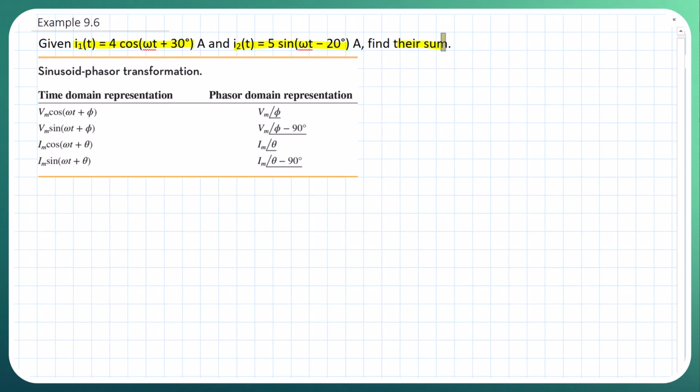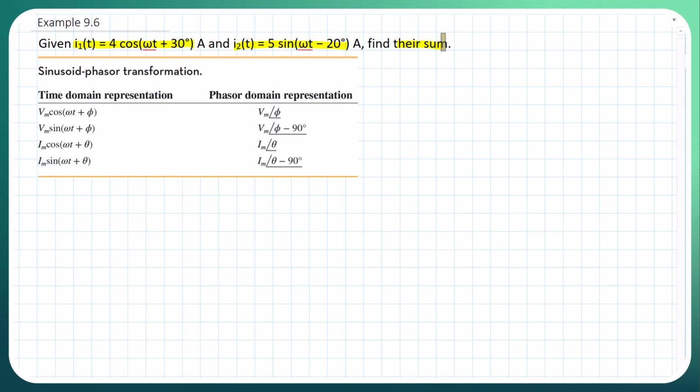Now, traditionally, if this was a purely math course, we can add the sums, the 4 cosine omega t and the 5 sine omega t, and add them using the identities that were defined previously. But that would take a long time. There's going to be a lot of computation involved in that.